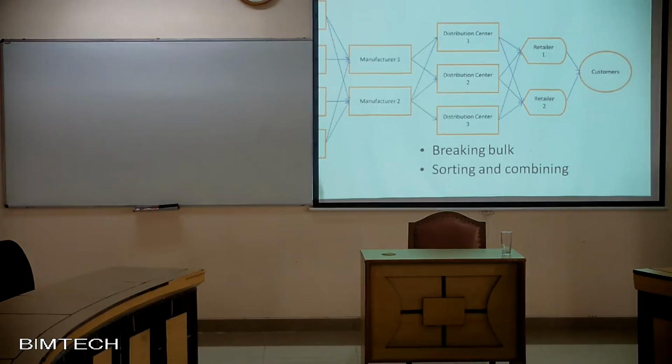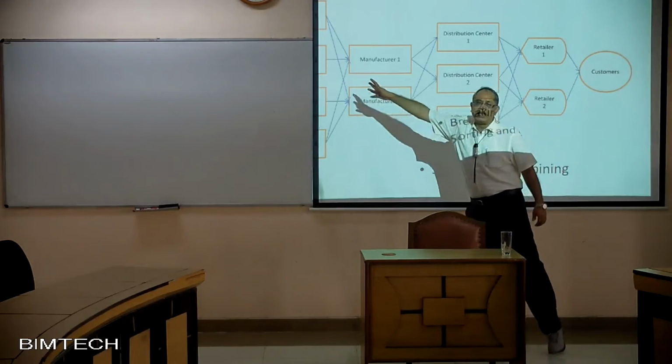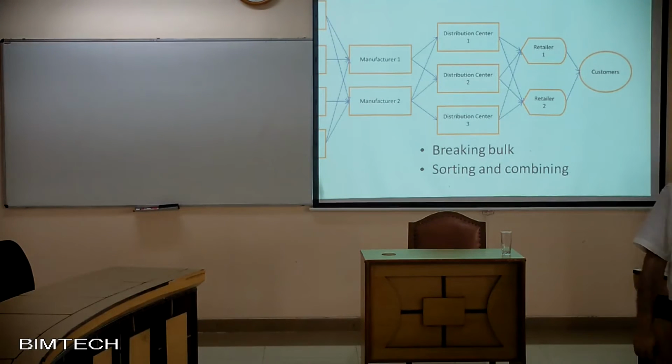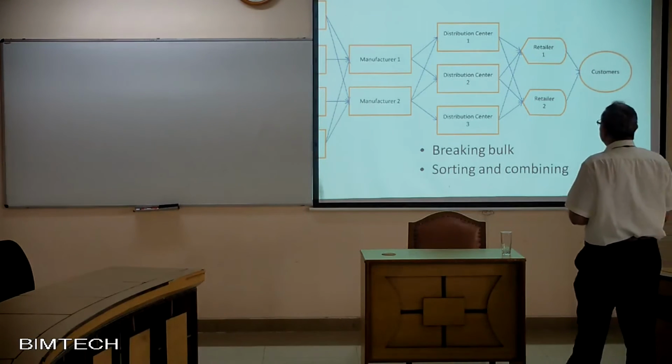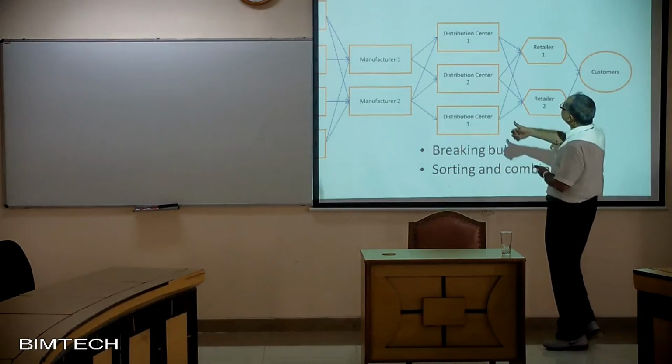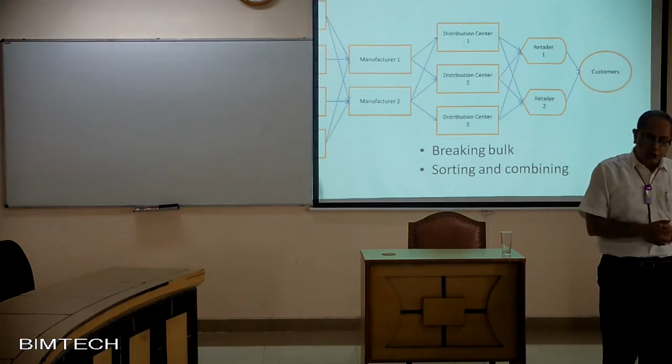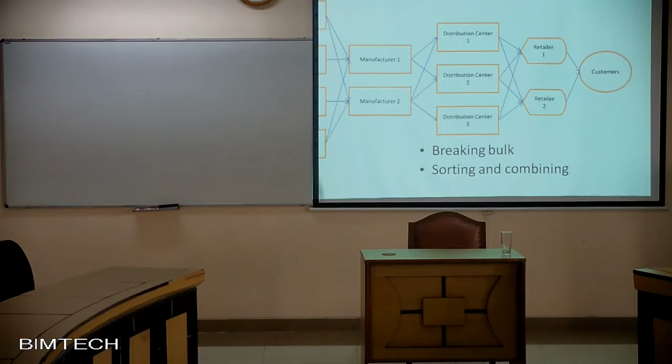One direct implication of that is that if the order size is increasing upstream, then obviously the supplies made are decreasing in bulk as the supplies move from the manufacturer to the retailer. And therefore, there is something very important we need to understand, and that is the role played by the distribution center. Distribution centers play a very vital role in the supply chain. And what is that role?